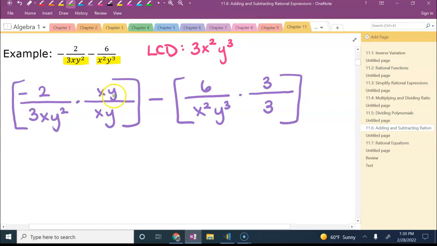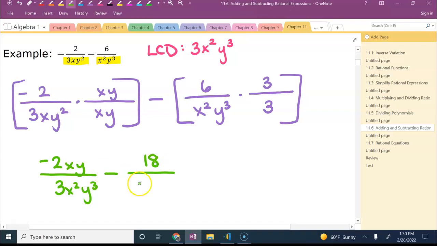So now if I multiply across my tops here, I'm going to have this negative 2xy for the first fraction, all over that 3x squared y to the third, that LCD. Then we have minus, the second fraction says 18 on top, and we still have 3x squared y to the third. At this point, your denominators should match, and if they don't, you probably did something wrong. You need to go back and reevaluate that.